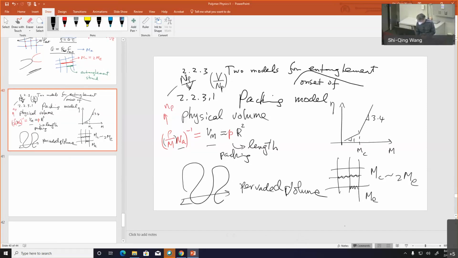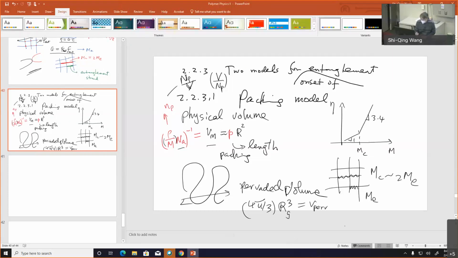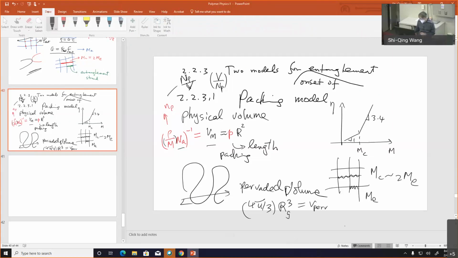This pervaded volume, of course, is something like 4 pi over 3 r cubed. In fact, if you're careful, you say radius of gyration cubed. So that's the pervaded volume. And you know this space is open, so in this volume, there are other chains. I'm not going to draw all of them that fill the same space.